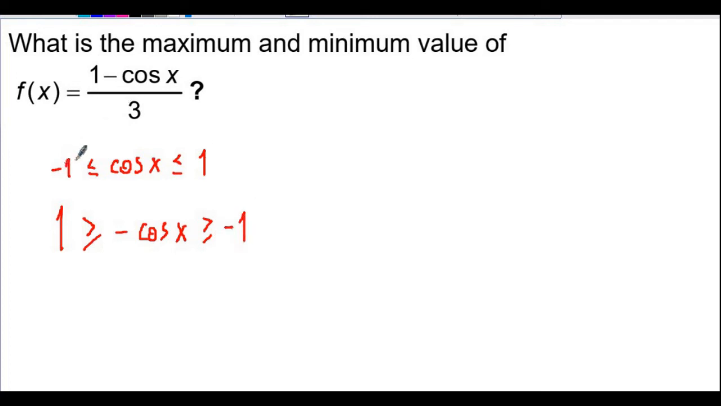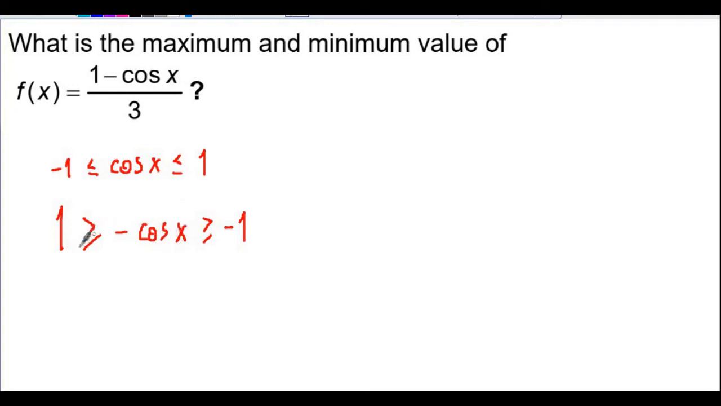Again, I multiplied all these values by -1. -1 times -1 is 1. Cosine of x times -1 is negative cosine of x. 1 times -1 is -1. And we just change these inequalities. We have to, because we are multiplying by a negative number.